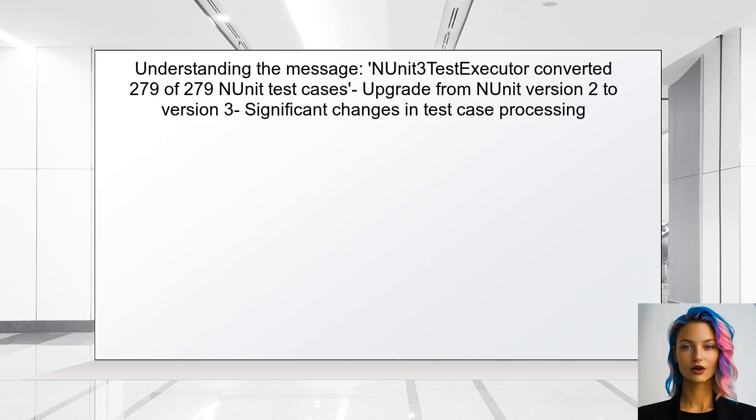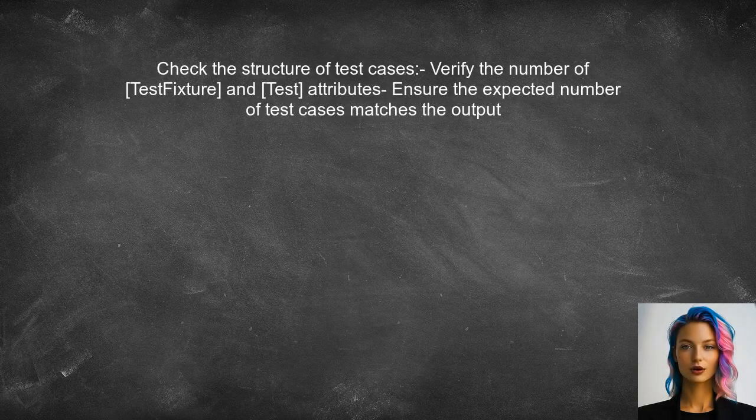To understand why the user sees the message about converting 279 of 279 NUnit test cases, we need to look at how NUnit processes test cases. The user mentioned that they have upgraded from NUnit version 2 to version 3, which is a significant change. Next, the user should check the structure of their test cases. The message indicates that NUnit has found and converted 279 test cases, but the user believes they do not have that many test fixtures or tests defined.